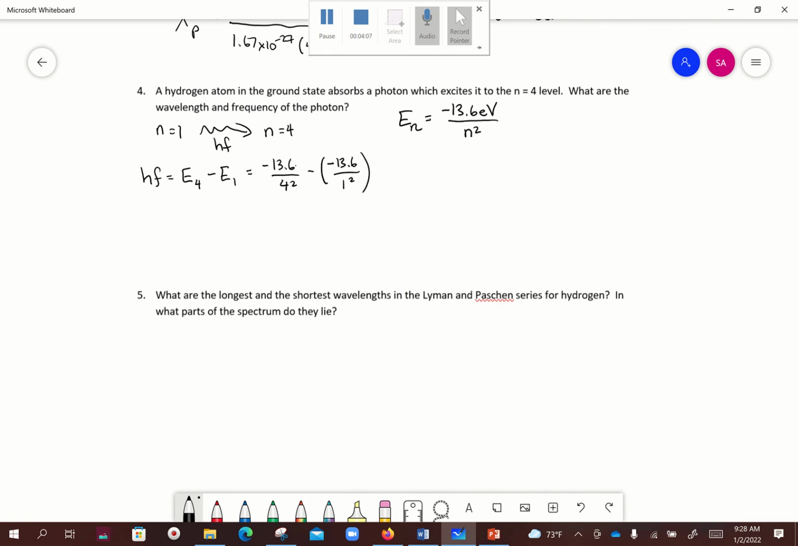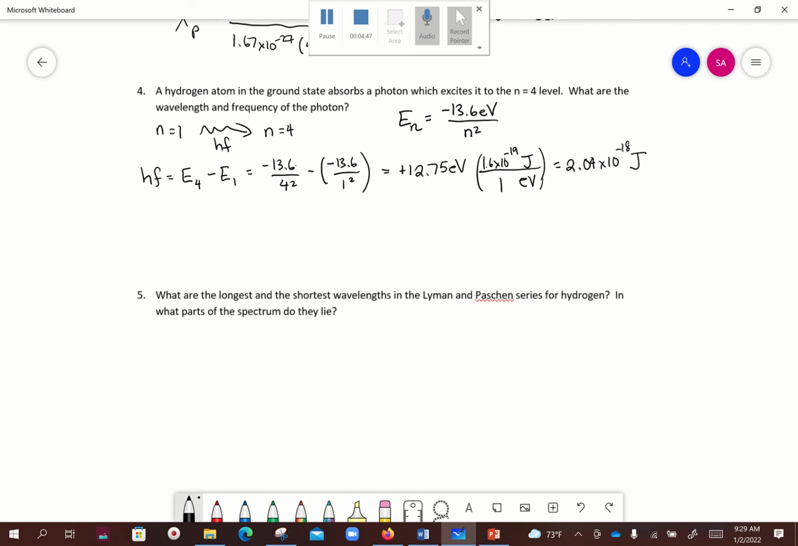You've got to be a little bit careful with doing your negative signs here. If you want to, you could first calculate what's the energy in 1 and what's the energy in 4, and then subtract them. And so I get plus 12.75 electron volts, and I can convert that into joules. Okay, so just the same way I was doing for previous problems. So I want to go to joules, get rid of eV. 1 eV is 1.6 times 10 to the minus 19 joules. So that's just over 2 times 10 to the minus 18 joules.